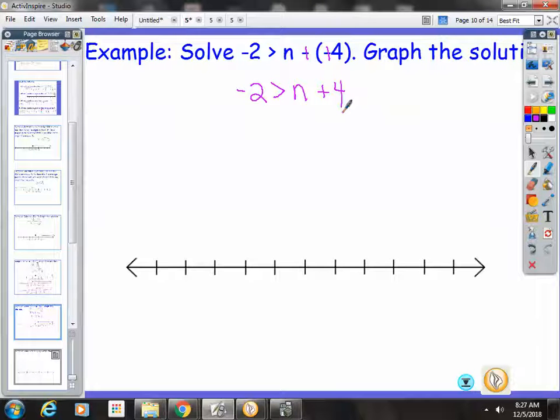Now what can we do to solve this inequality to get n by itself? Subtract 4. -2 minus 4 is -6 is greater than n. I haven't flipped anything. I went ahead and brought all of my problem down. In the very next step, I'm going to switch sides. I want to use that symmetric property. So I'm moving n to the left and -6 to the right. When I do that, what else has to change? The inequality symbol also needs to flip. So we're going to graph n is less than -6.